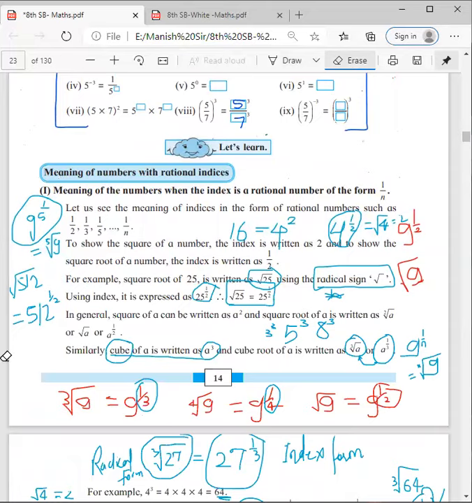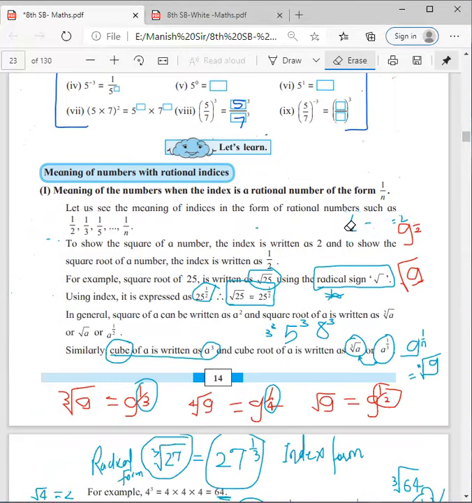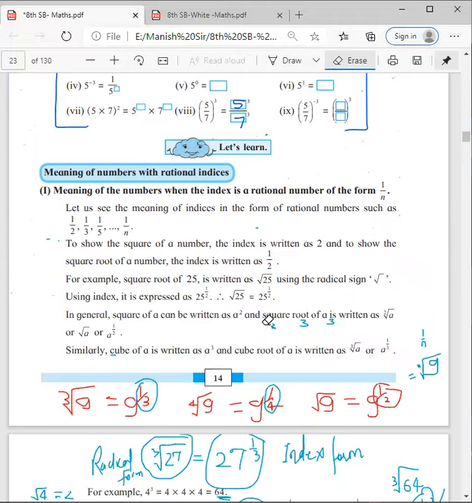Okay. Next to that, very, very simple. Just try to understand. We will proceed further. The next topic they have given is the meaning of numbers with rational indices. I'm going to read it. Everyone just listen carefully and focus on the screen. You will get the idea. It is a very, very simple topic, but you have to understand. For that purpose, you have to take some efforts.